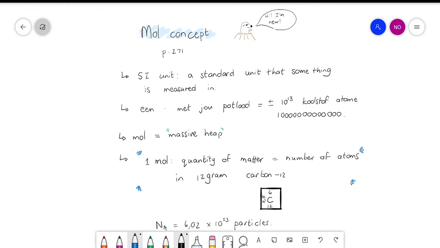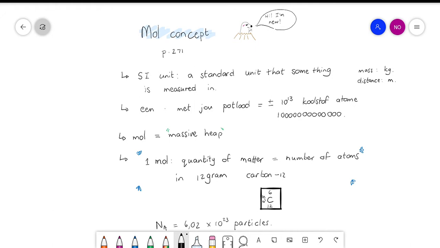Okay, so we've seen the SI unit before in the work that we do. Okay, so onthou 'n SI eenheid is die standaard eenheid waarin iets gemeet word. So we say for mass we measure it in kilograms, and for distance we measure it in meter. En dit is so oral oor die wêreld. So if you measure 1 meter here, it'll be the same if you measure it in the Alps or if you measure it in London.